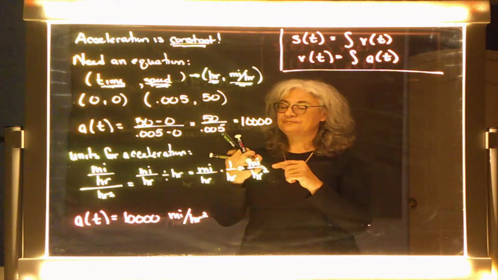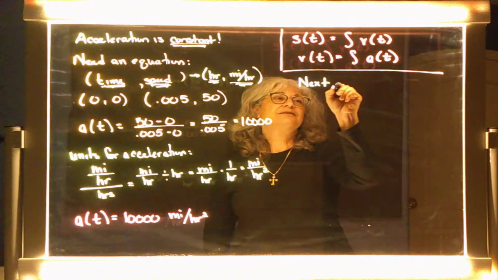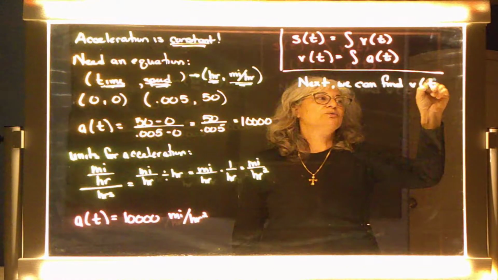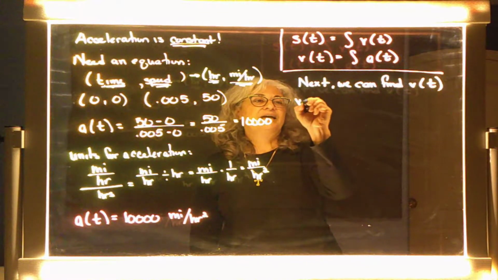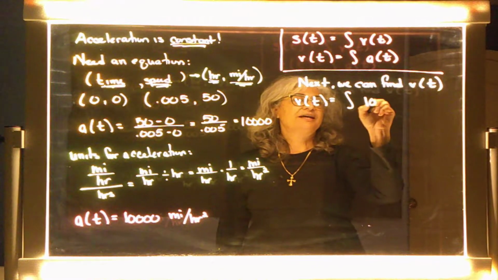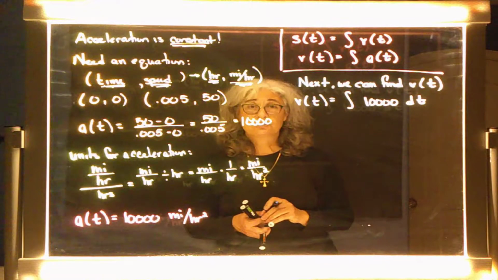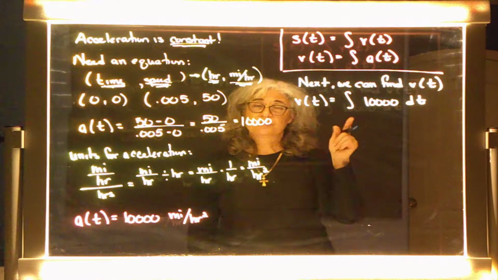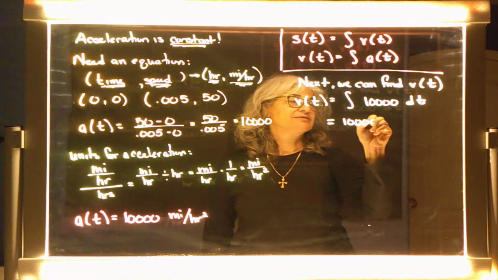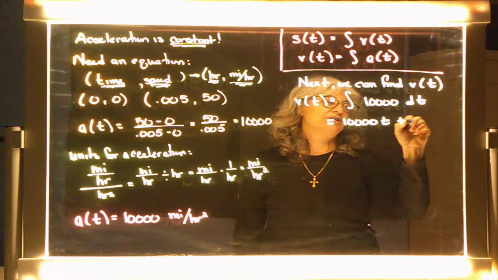So, next, we can find the v of t. We can find the velocity. And to find the velocity, it is going to be the integral of 10,000 dt. Cool? Okay, and when I take that integral, I get 10,000 t, right? Plus a constant.